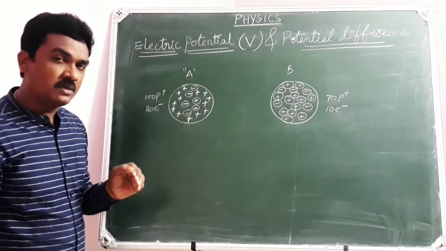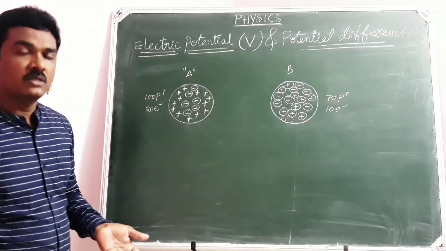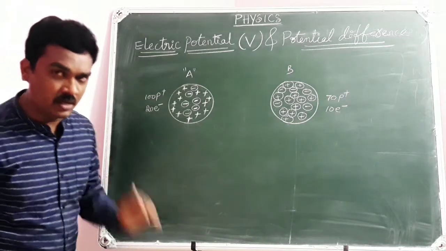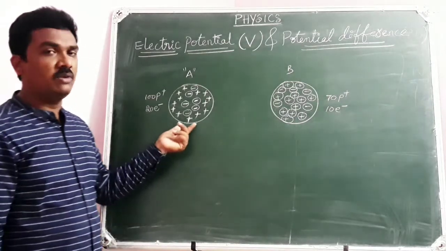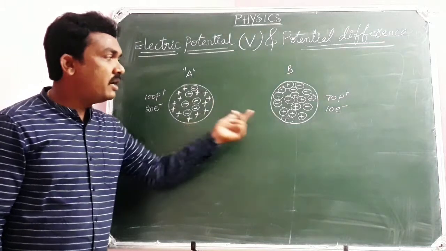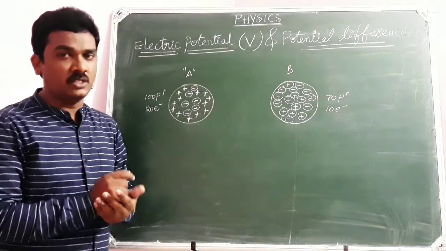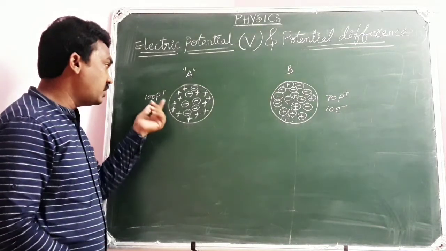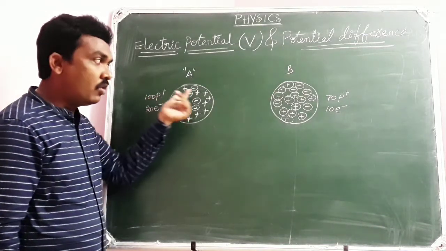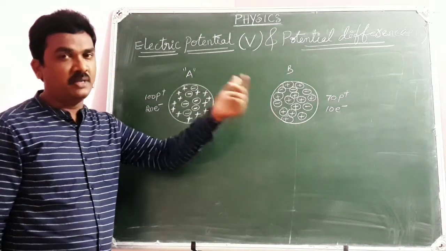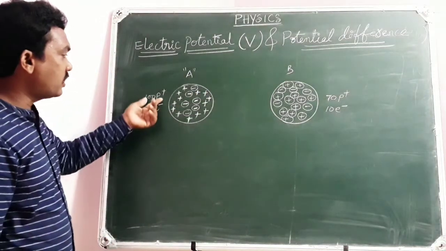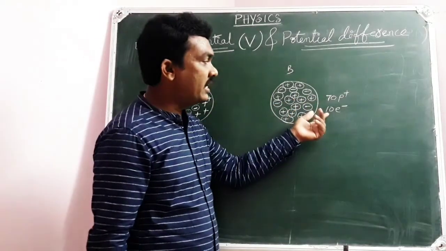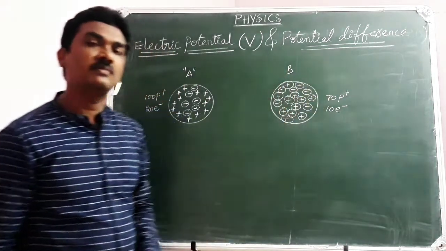Positively charged body doesn't mean having only protons. If the number of positively charged ions is more than negatively charged ions, then we call it positively charged. So both A and B are positively charged regions. But interestingly, the positive charge at A is more than that at B. Because here 100 protons, 20 electrons, net is plus 80. Here 70 protons and 10 electrons, net is plus 60.